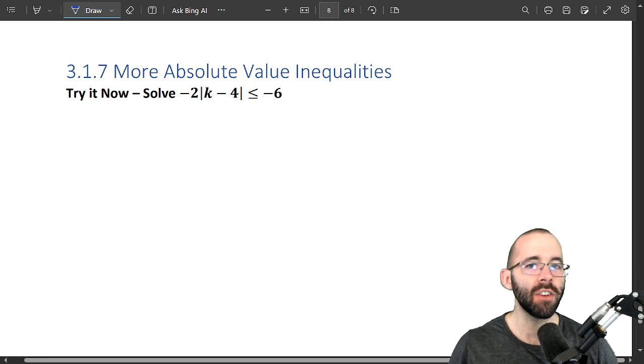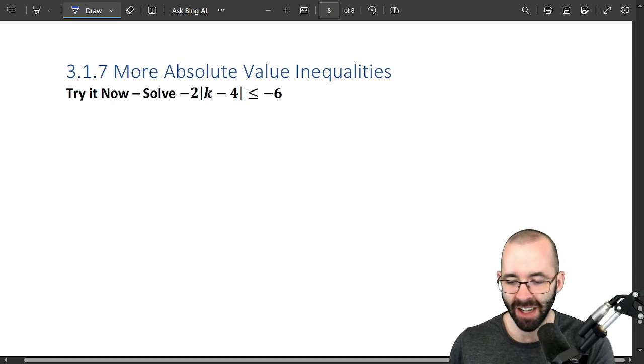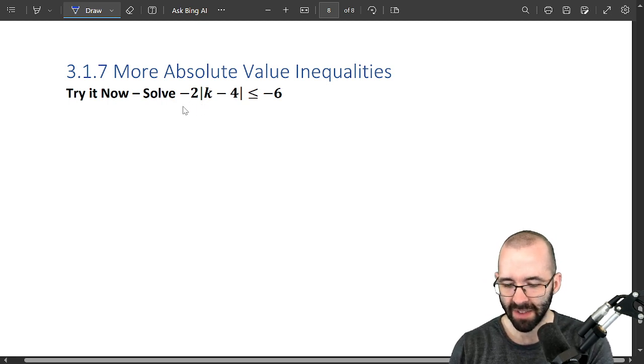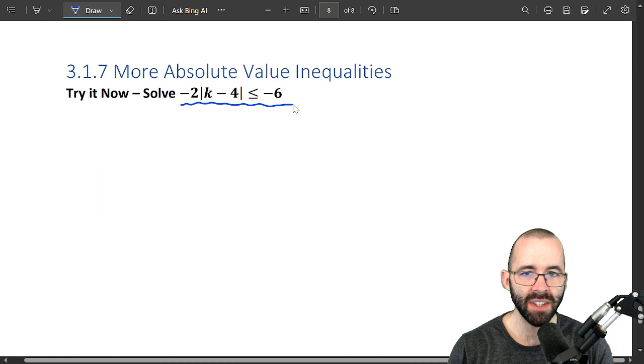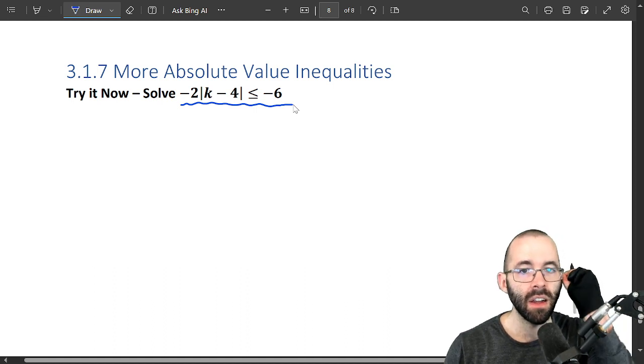Let's do some more practice solving absolute value inequalities. Okay. So we got this one over here. I wish I didn't write it like this. This is the inequality. All right.